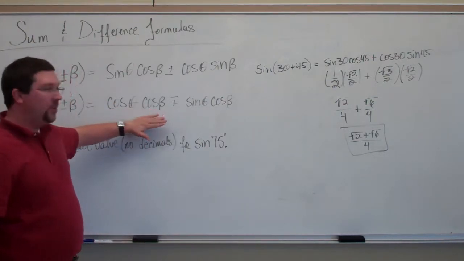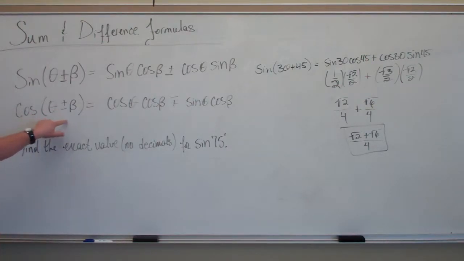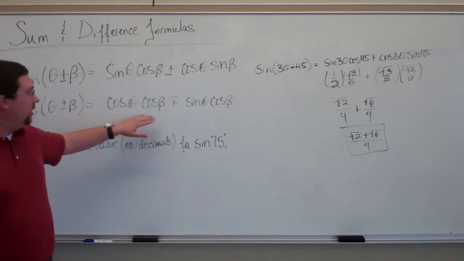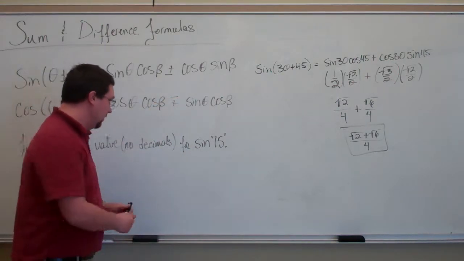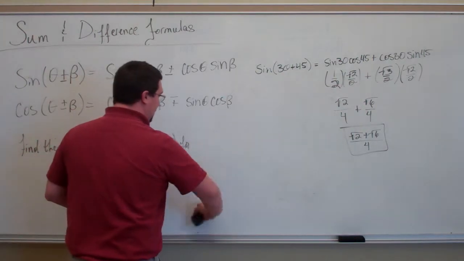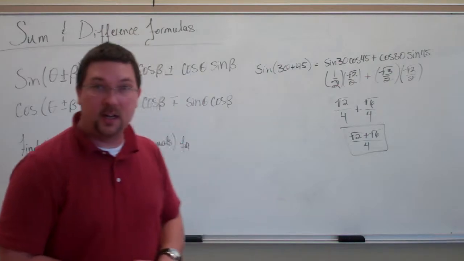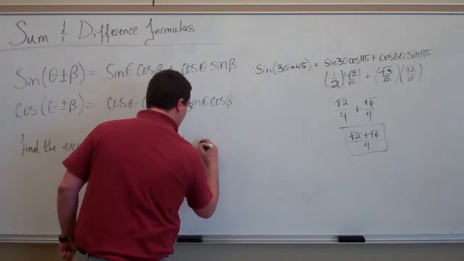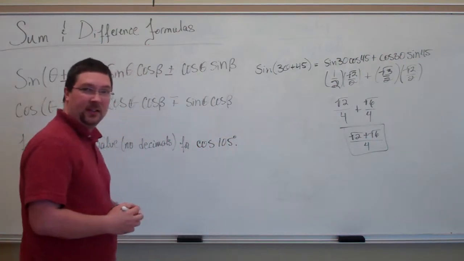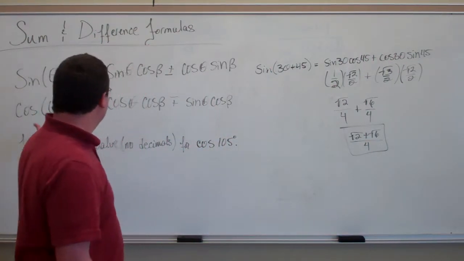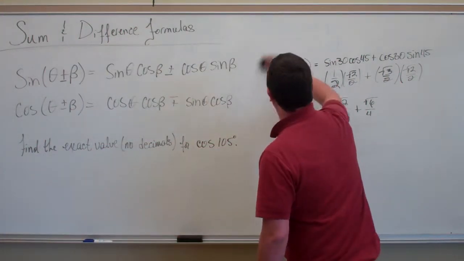Okay? Now, the cosine formula works very, very similar. But there is one major difference. Okay? Here, if you're adding your angles together, when you do the cosine, you have to flip your sign, so you're going to have to subtract them apart. Okay? So say I wanted to find the exact value of the cosine of 105 degrees. Again, not on my unit circle, so I've got to use the sum and difference formulas.